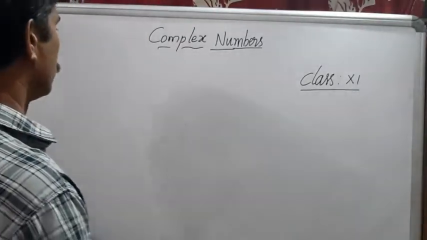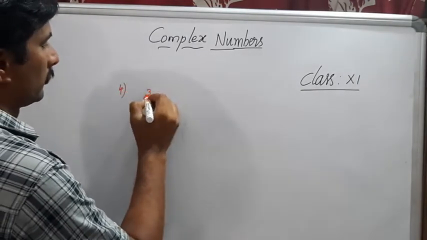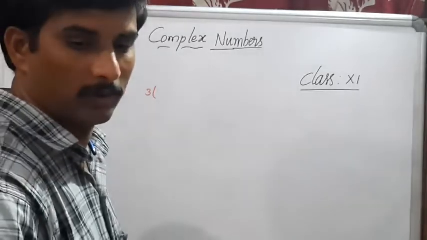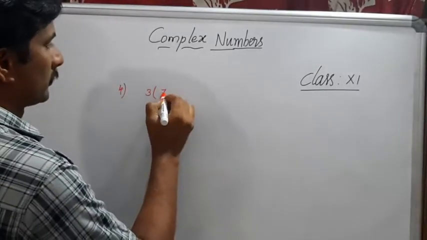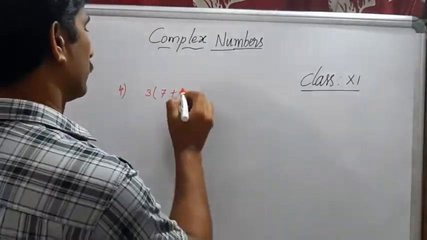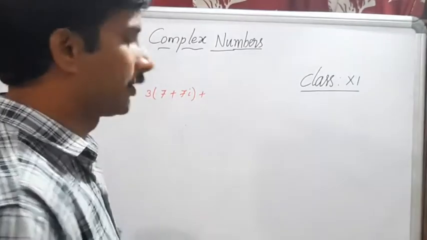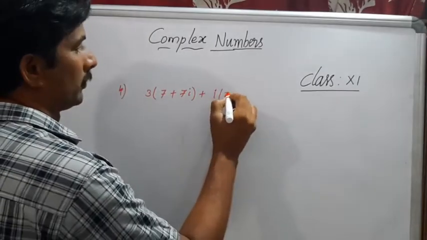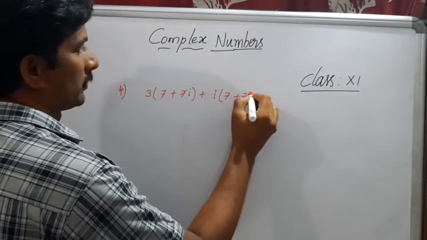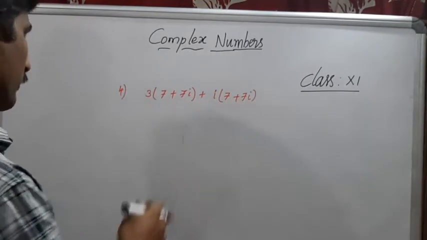3 into 7 plus 7i, plus i into 7 plus 7i. So here 7 plus 7i is common.